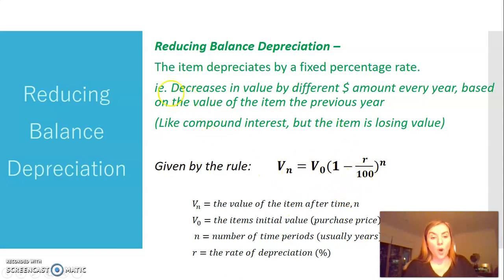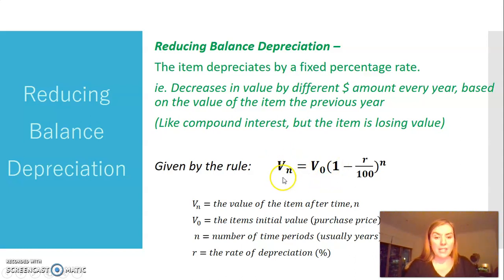When you solve what's in this bracket here, you will be getting a number that is less than 1. It'll always be a 0 point something value once you solve this bracket, and that's to show that it is losing value. Every year it's going to be worth less than it would have been the previous year.